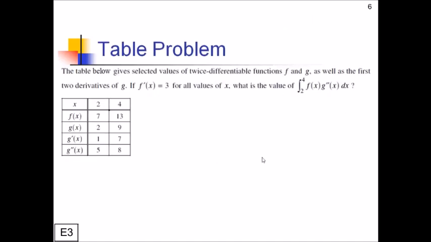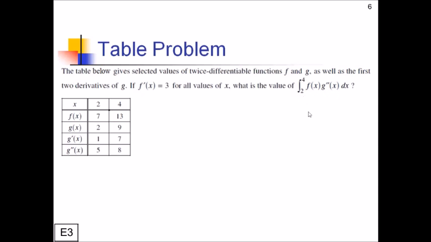We're going to do one more example. In this one, we have a table with selected values of the twice differentiable functions f and g. And we've got some other stuff for g as well. They gave us a little extra for g. Now, if f prime is 3, we want the value of the integral from 2 to 4 of f of x g double prime of x dx. All right, so pause the video, and in light of everything we've just covered with integration by parts, see if you can get to the bottom of this one.